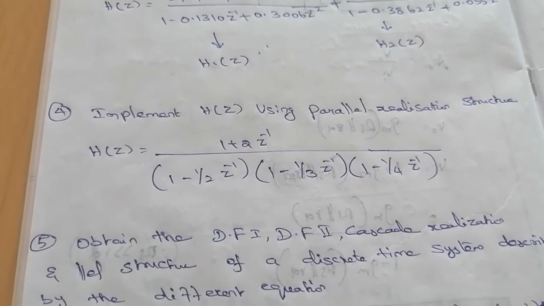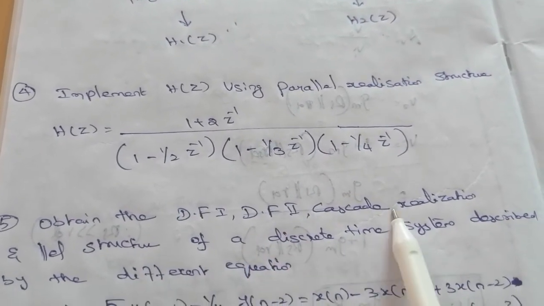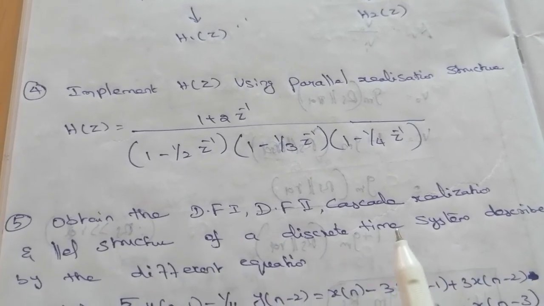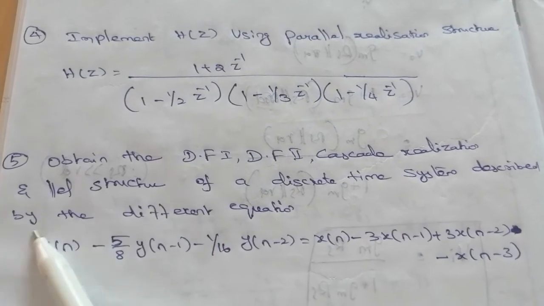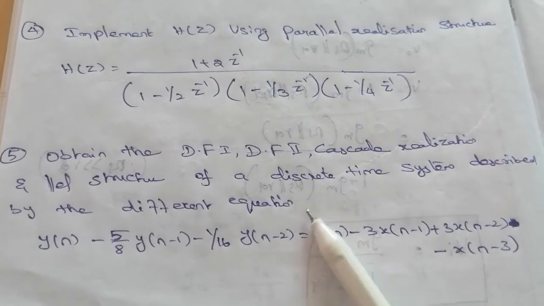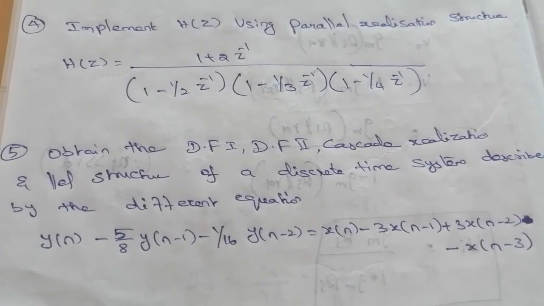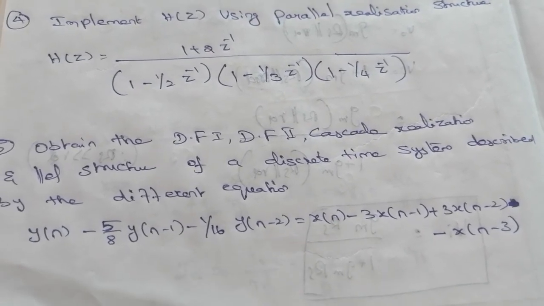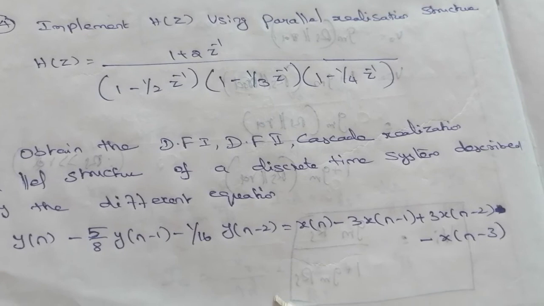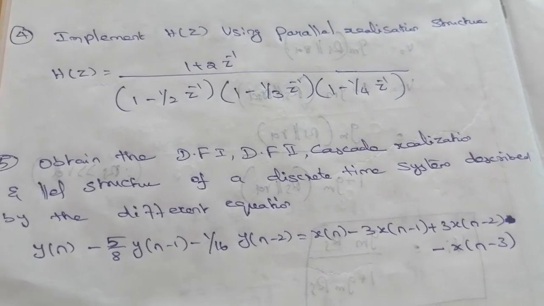Then the fifth problem, obtain the direct form 1, cascade realization and parallel structure of the discrete time system described by the difference equation. I already explained this problem, how to convert to h of z. So once you convert to h of z, then draw the direct form 1 and 2. After that find the 2 factors which can be used in a cascade structure.